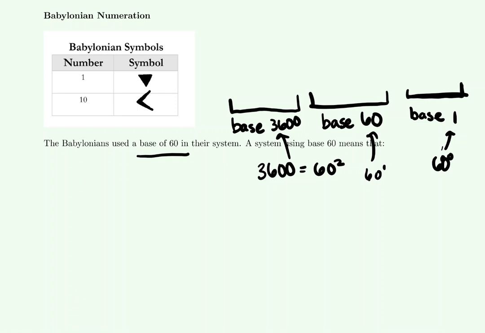The first entry has 60 to the 0, which is 1 as the base. The second entry has 60 to the first, which is just 60 as the base. And the third entry, if it's there, has 3,600, which is 60 squared, as the base. So keep in mind, our system is base 10, but this Babylonian system is base 60.